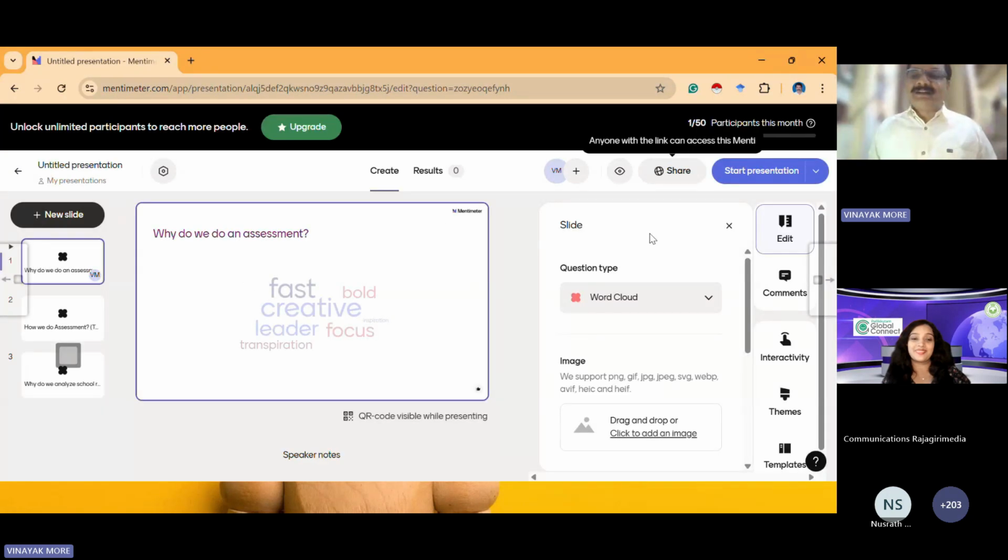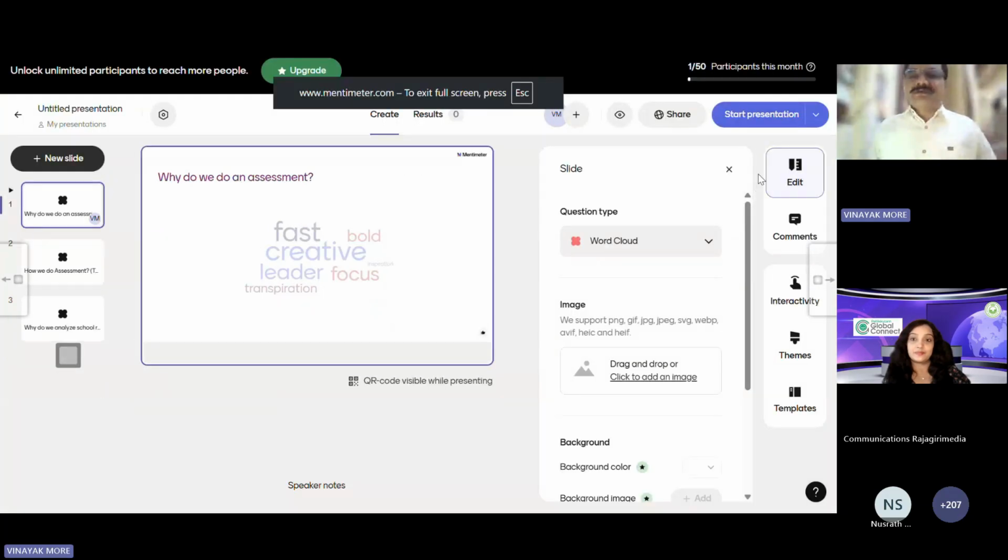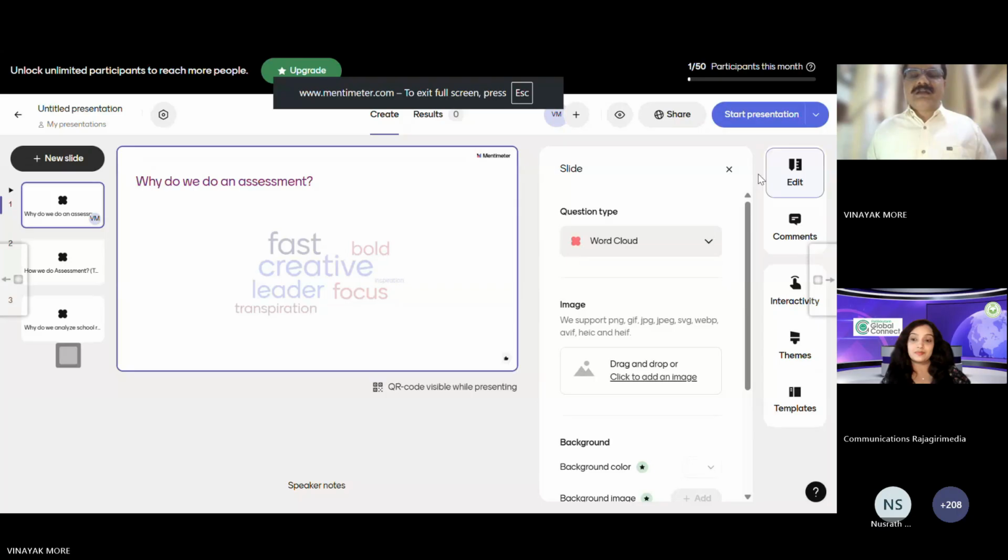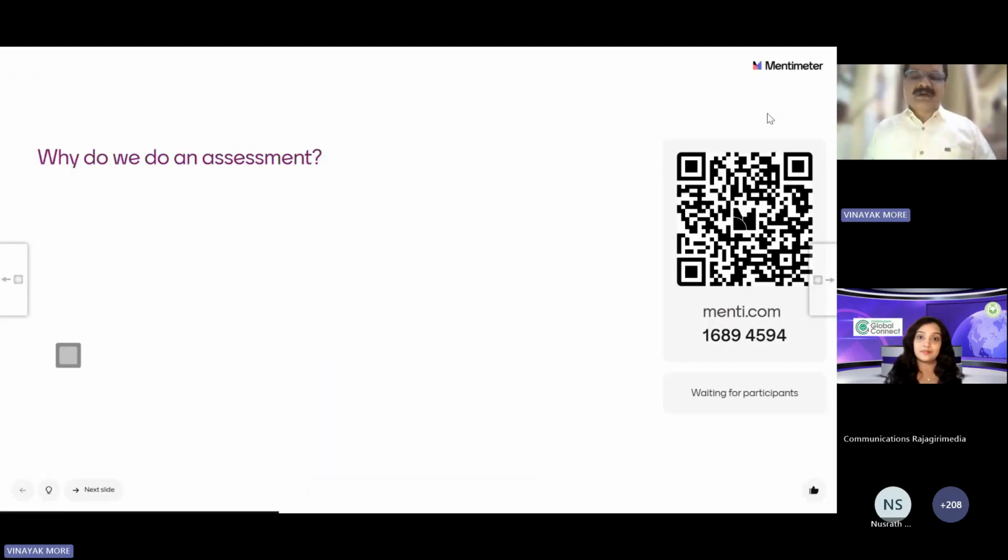we will do one activity. What you have to do is, I'm asking you a couple of simple questions. The first question is, why do we do an assessment? You can see the QR code on your screen. From your mobile camera, you can scan that QR code. It will navigate to a website, and on that website, you can see this question, and you just have to respond to it.